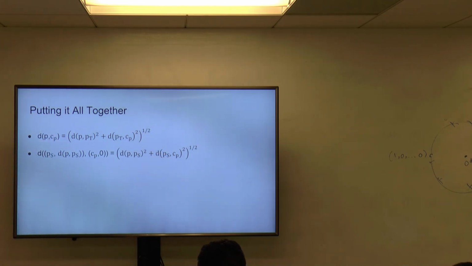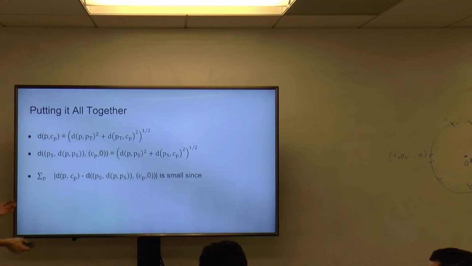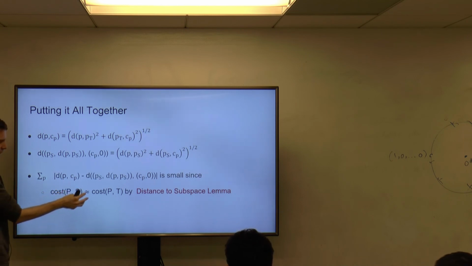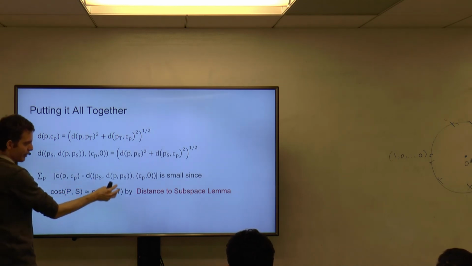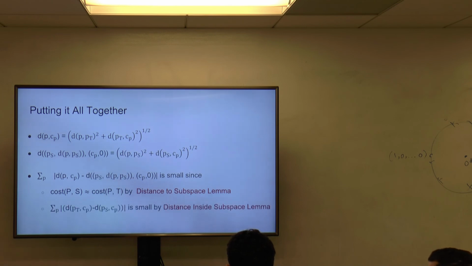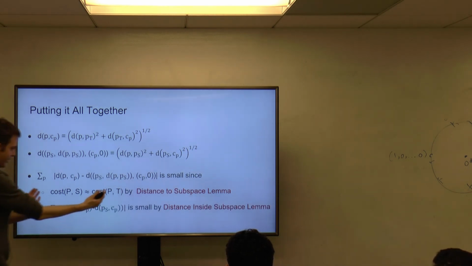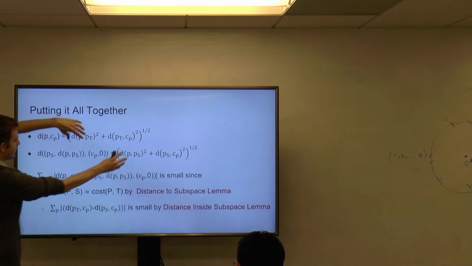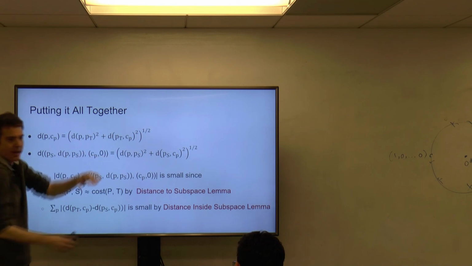Right? So that's really all the intuition here. The reason that when I sum up these differences across all points P, I get something small is just because of these two lemmas that we've proven. The distance of the points P to S is about the same as the distance of the points P to T by the distance to subspace lemma. And the distance inside of the subspace is also small. So I'm just re-saying that these two things are close and these two things are close on average.